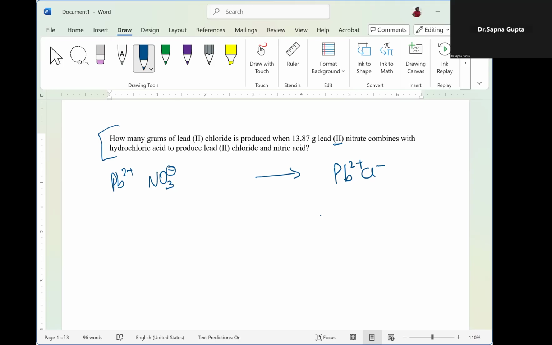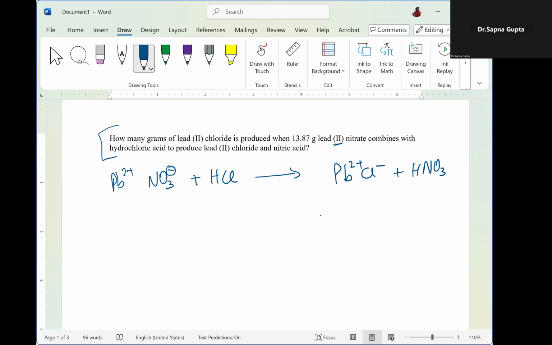So lead-2 nitrate combines with hydrochloric acid. Combines with means that this is also the reactant. Again, hydrochloric acid is HCl, so you need to know that as well, to produce lead-2 chloride and nitric acid. And again, nitric acid, you should know the formula for nitric acid. So now we just need to make sure we have the right compounds.